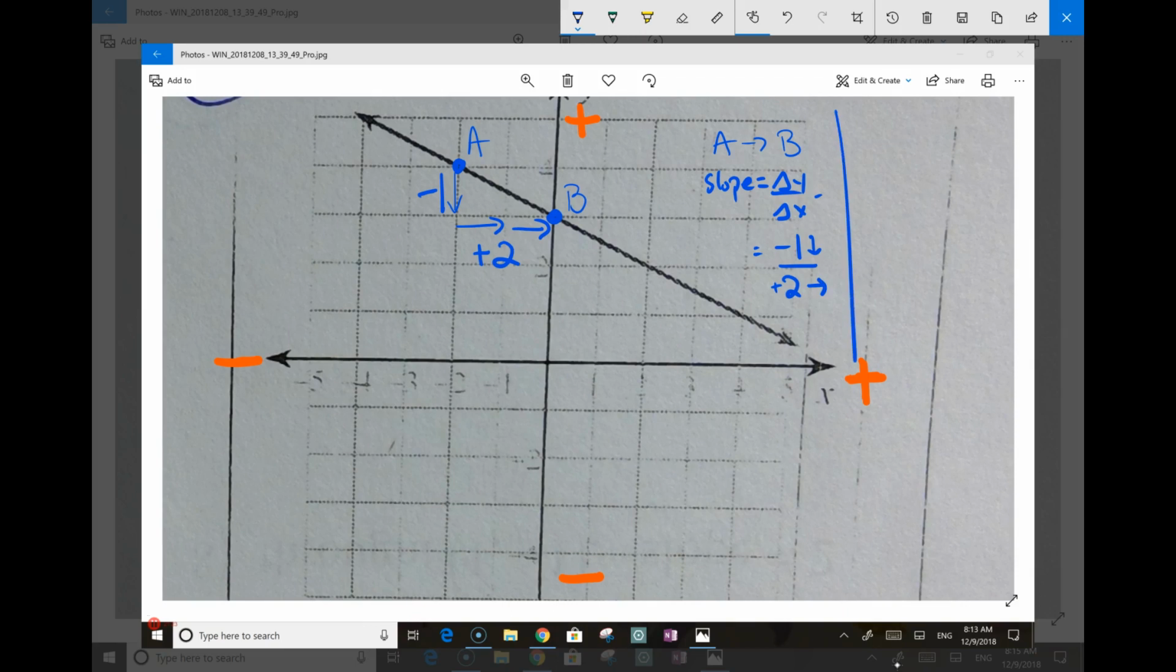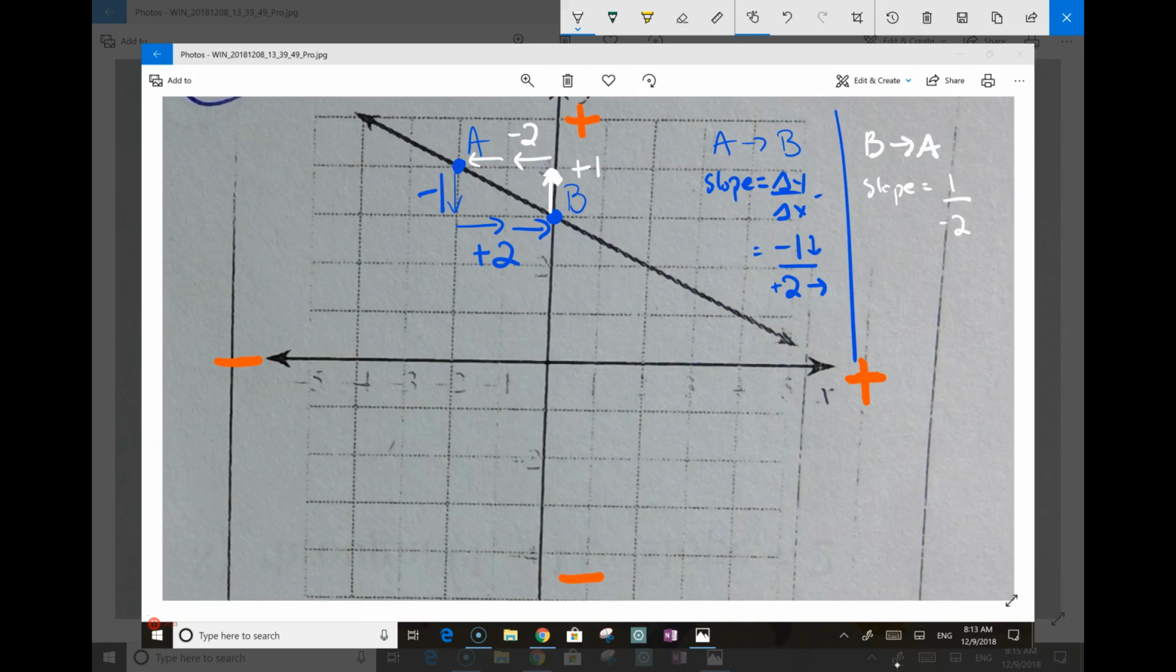If you want to go the other way, however, from B to A, you want to go this way now. To do that, you would have to go up 1. So it's just the reverse of what you did before. You go up 1, and because you're going up, it's a positive direction, so +1. Then you go 2 units, but this time to the left, and because you're going to the left, it's a -2. So the slope this time would simply be +1 over -2.